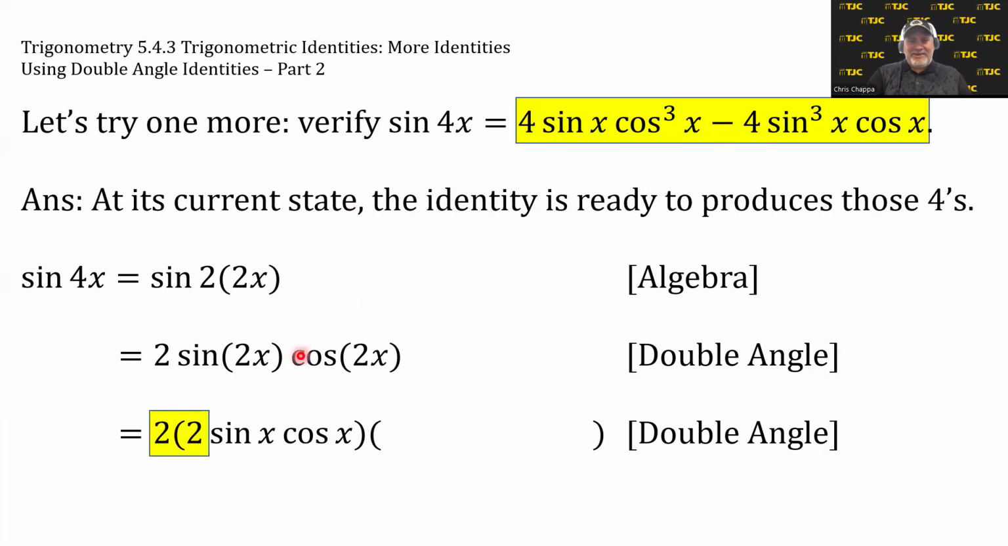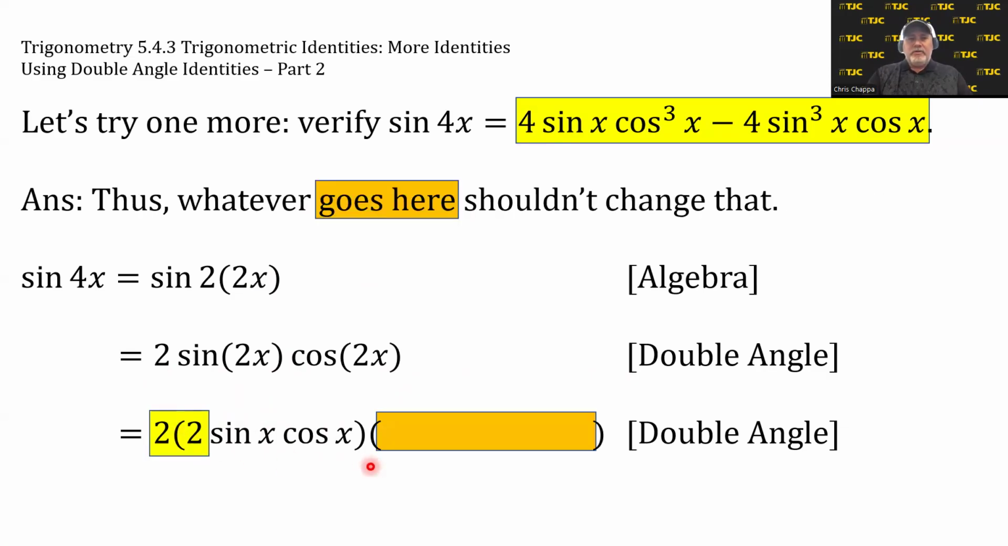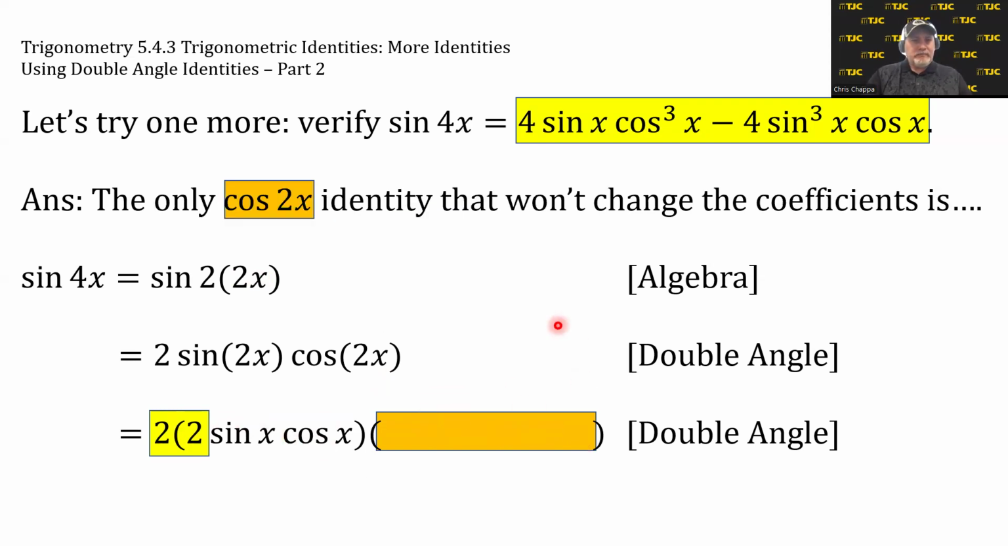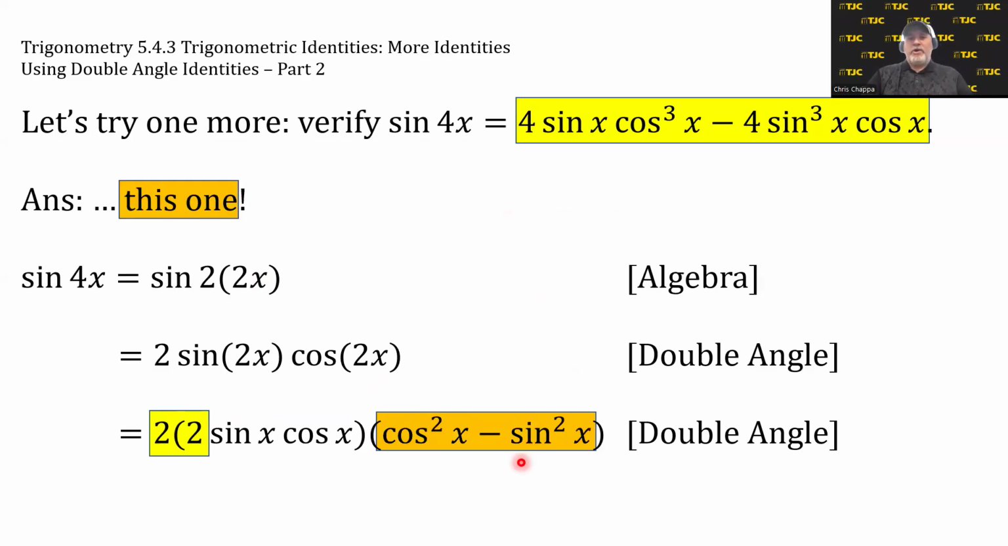Well, at its current state, the identity is ready to produce those 4s because of the 2 times 2 in the front. So whatever goes here shouldn't change that. We have the 4s. We don't want any extra coefficients. The only cosine 2x identity that won't change the coefficients is this one, cosine squared x minus sine squared x. Making these moves sometimes requires a little finesse and a little observation, but usually a lot of experience and exposure to this type of problem.